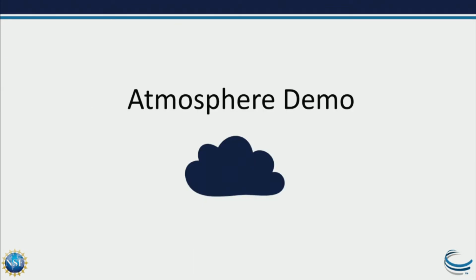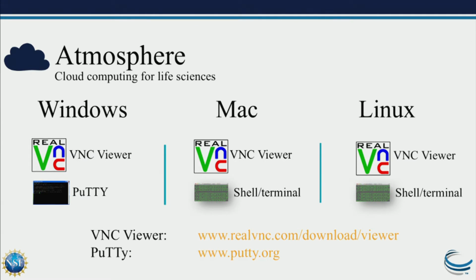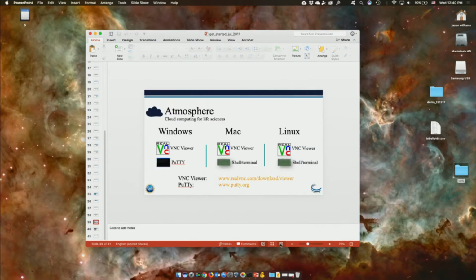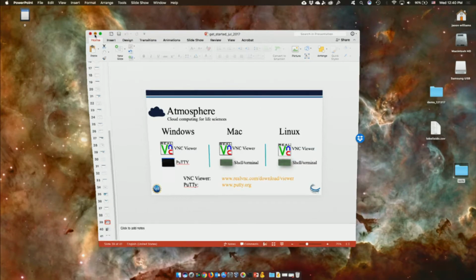So in this demo, I'm going to show you how to connect to an Atmosphere instance. You could use any of these services, including a VNC Viewer, which is free software, as well as PuTTY for Windows if you don't have a Bash terminal, and Mac and Linux already have a terminal. Okay, so let's go and take a look.